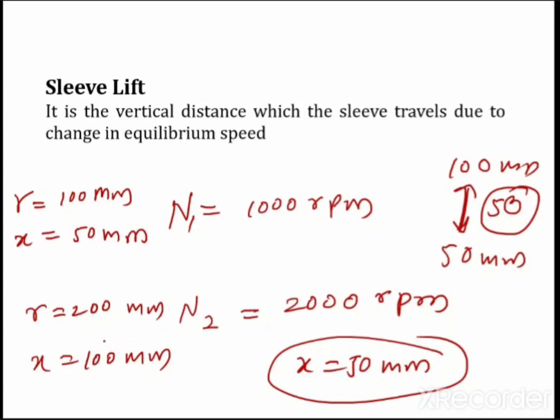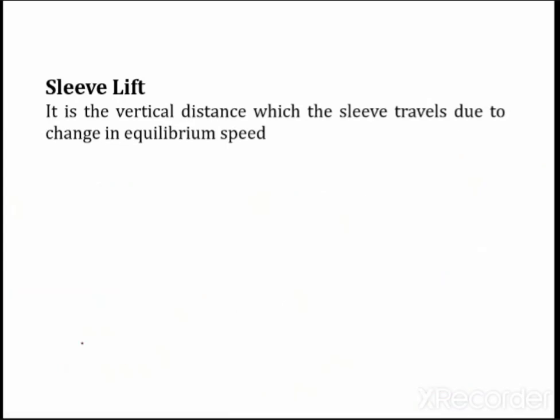Now just tell me, have you understood this? I have explained a very, very simple concept. I hope it is clear to all of you. Is it clear? Okay, so I hope you have understood sleeve lift and maximum equilibrium.